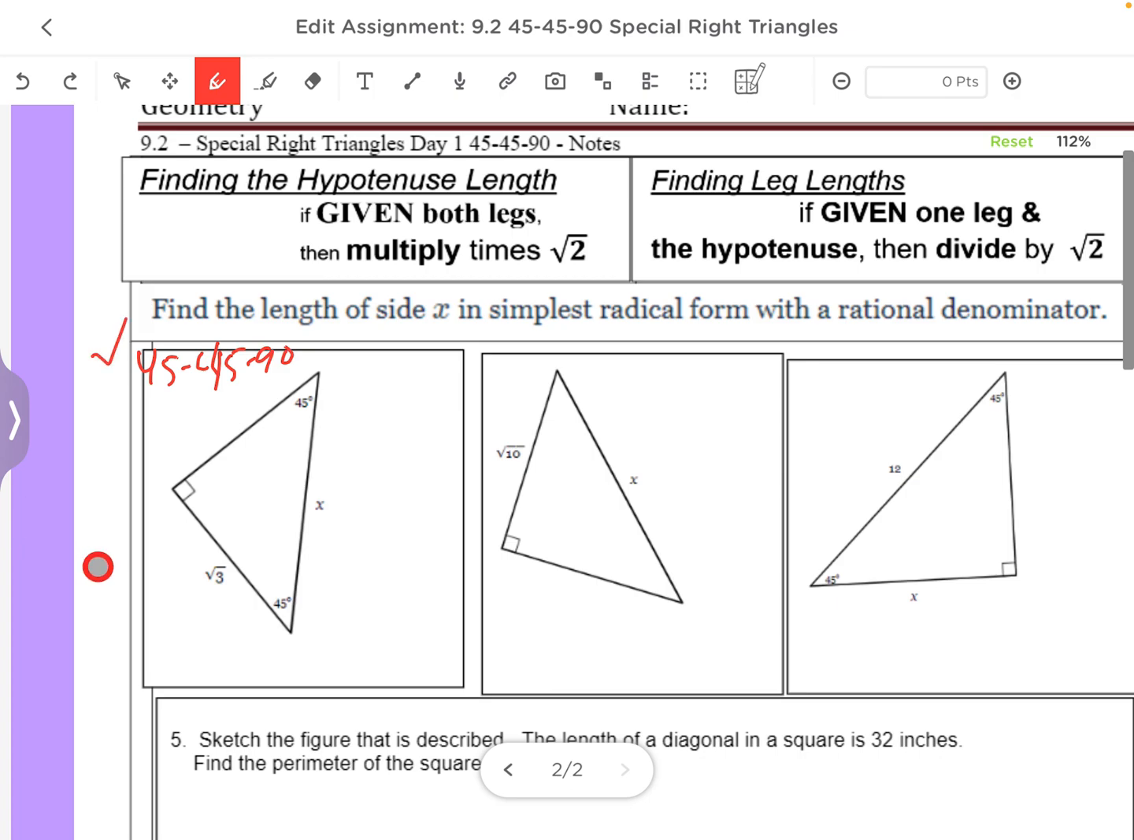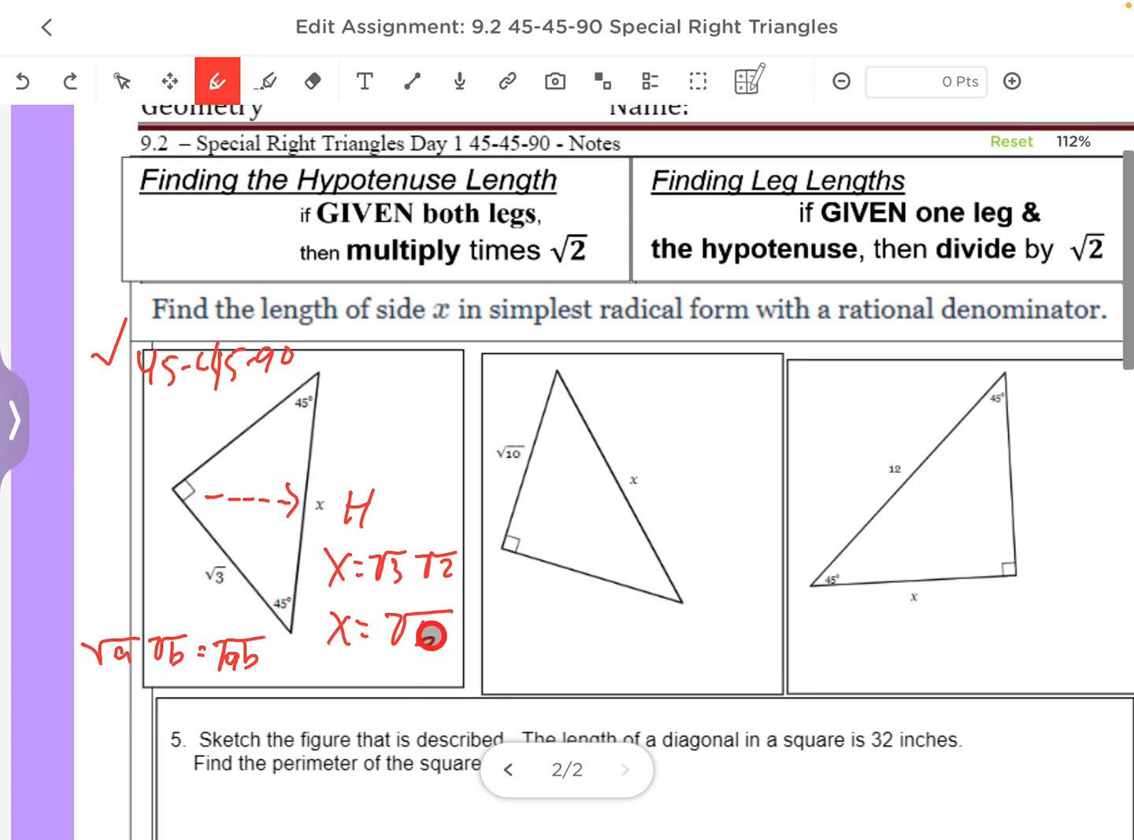Okay, so let's label our hypotenuse. If that's that, then this is our hypotenuse, right? We're trying to find the hypotenuse, so we're going to multiply. So x is equal to the square root of 3 times the square root of 2. If we remember what we talked about earlier, the square root of a times the square root of b is equal to the square root of a times b. So x is equal to the square root of 6.